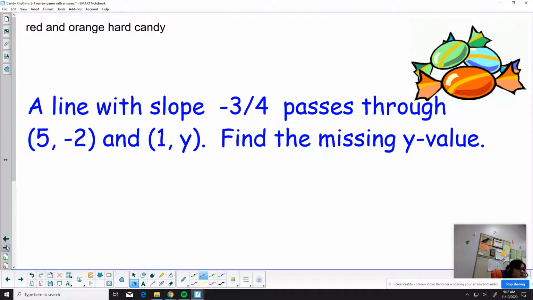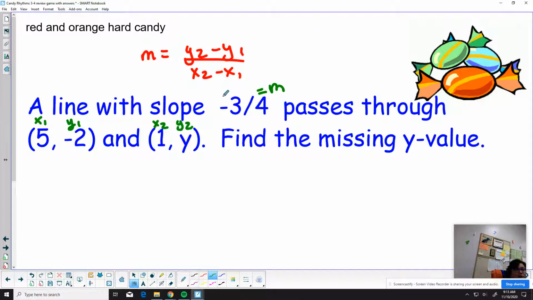On this one, it's similar to that. I'm going to use my proportion skills from middle school to figure this one out. I'm going to use the formula, m equals y2 minus y1 over x2 minus x1, and plug everything in. So this is my slope, my m. This is x1, y1, and x2, y2. I'm just going to put everything in its place. For m, I'm putting in negative 3/4. For y2, that's y. Minus is part of the formula, and then negative 2 on the top. Then on the bottom, x2 is 1, minus is part of the formula, and 5.